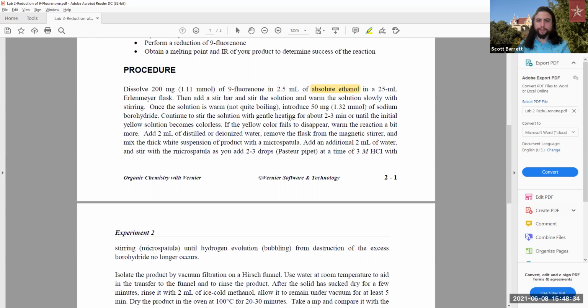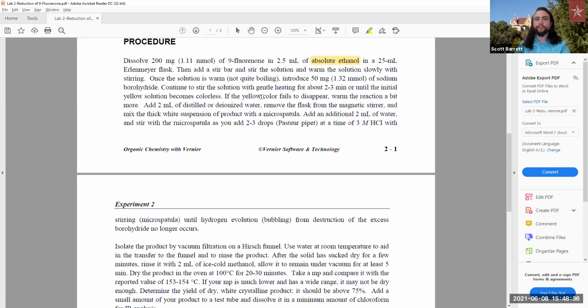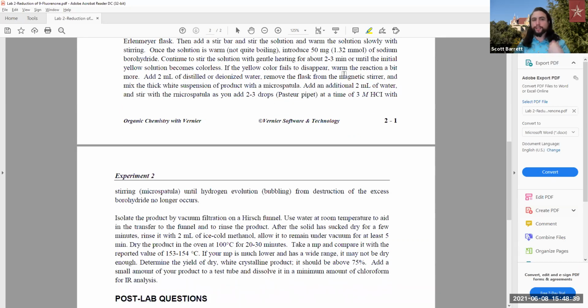After this has stirred and been heated for a little bit, you would continue to go forward, and afterwards you would add 2 milliliters of water. Water, we know, is aqueous as well. Don't worry about adding water into the hazard section, but I would recommend adding the 3 milliliters of HCl here.